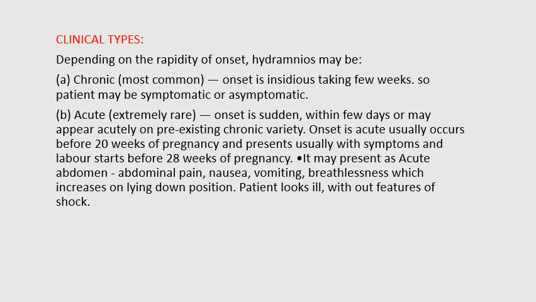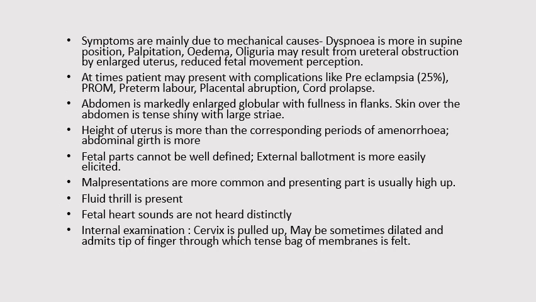It usually begins before 20 weeks of pregnancy and presents with symptoms, and labor may start as early as 28 weeks of pregnancy. It may present as acute abdomen, that is abdominal pain, nausea, vomiting, and breathlessness which increases on lying down. The patient looks ill, but there is no feature of shock. Symptoms are mainly due to mechanical causes. Dyspnea is more common in supine position.